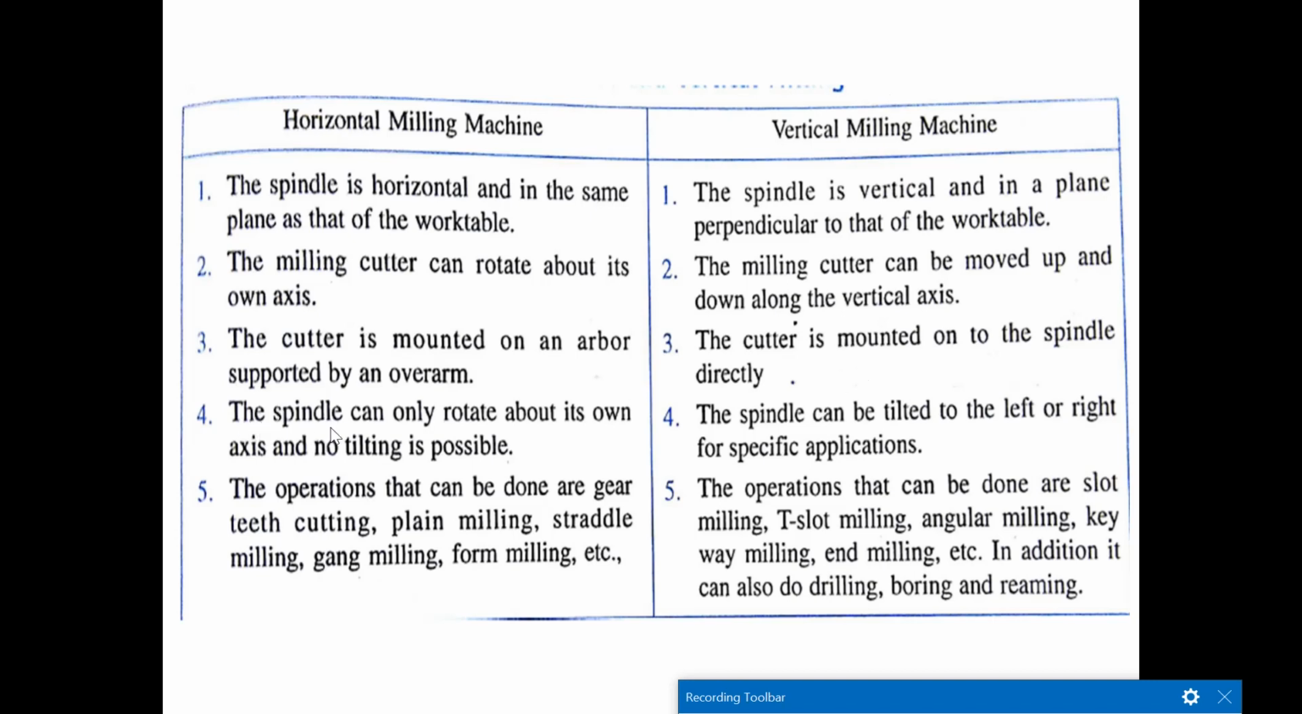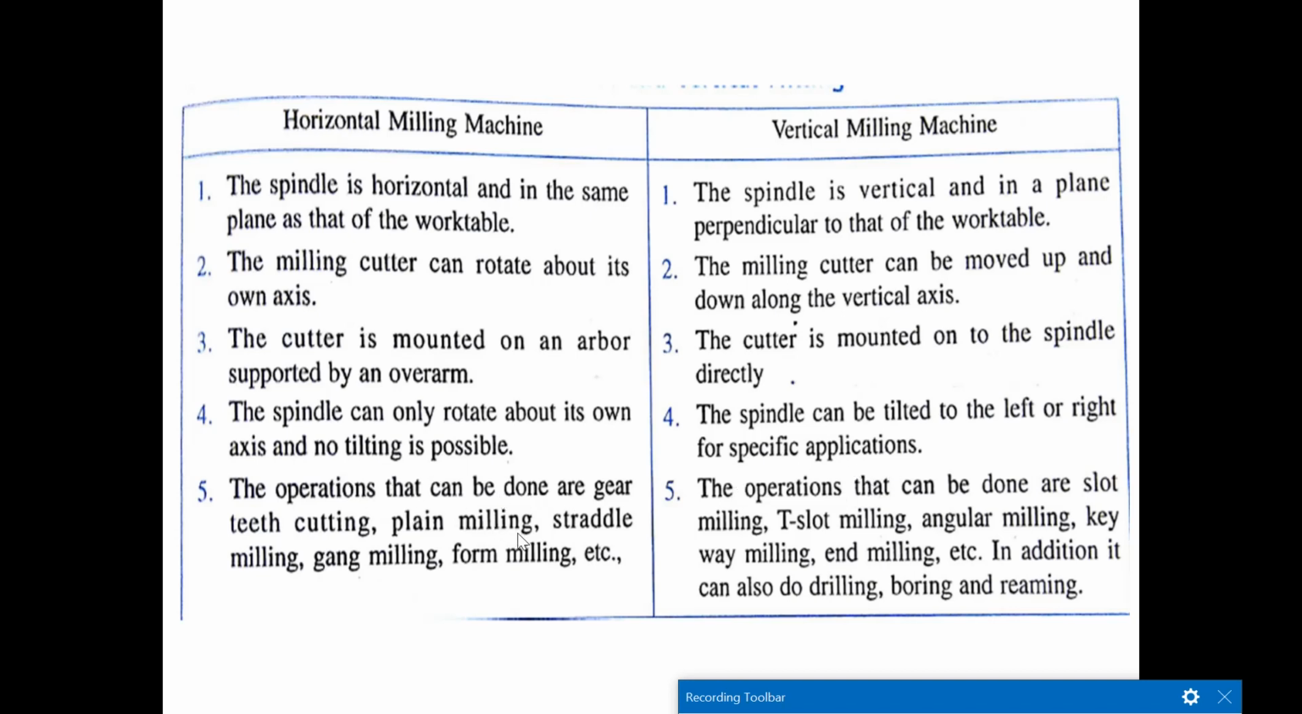And the fourth difference is the spindle can only rotate about its own axis and no tilting is possible. The spindle is going to rotate on its own axis in the horizontal direction, and no tilting is possible. We can't tilt the cutter upside or downside in the horizontal milling machine, but in the vertical milling machine the spindle can be tilted to the left or right for specific applications. We can tilt the vertical spindle to a certain angle or certain degrees in the vertical milling machine.